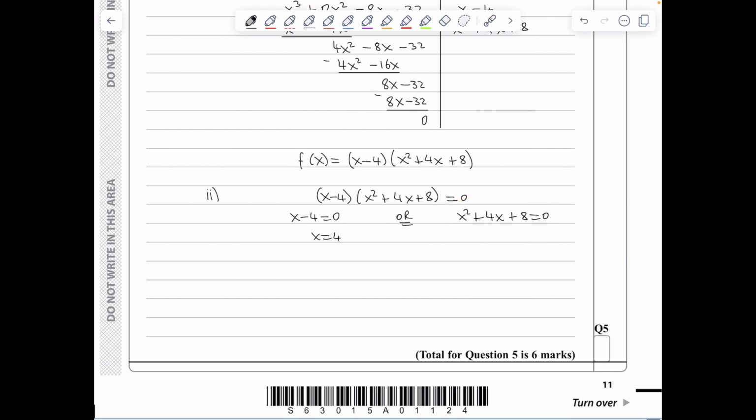And I will do this by considering the discriminant, the b squared minus 4ac. So the discriminant here is 4 squared minus 4 times 1 times 8, which gives an answer of negative 16. I explicitly compare this with 0. Since this is negative, we conclude that we have no real roots from this quadratic in x, and therefore there is only one real root, the value of x being 4.